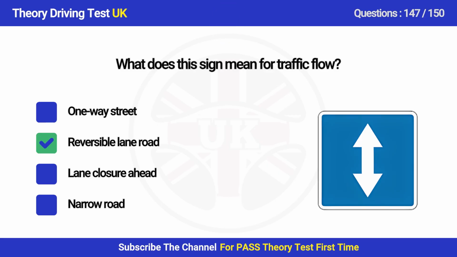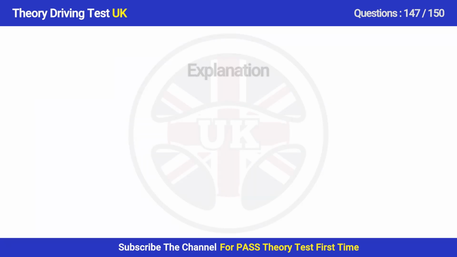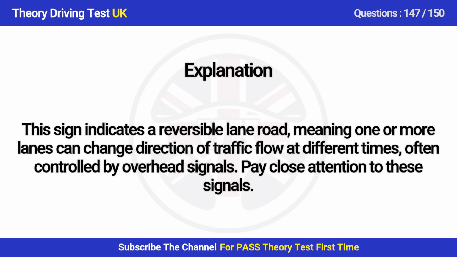Answer is B. Reversible lane road. This sign indicates a reversible lane road, meaning one or more lanes can change direction of traffic flow at different times, often controlled by overhead signals. Pay close attention to these signals.